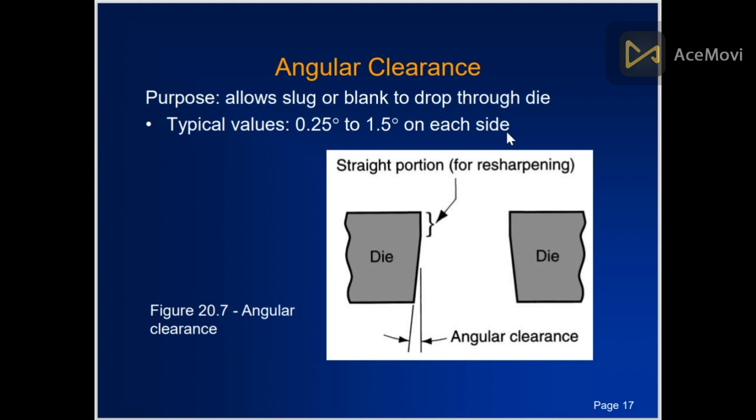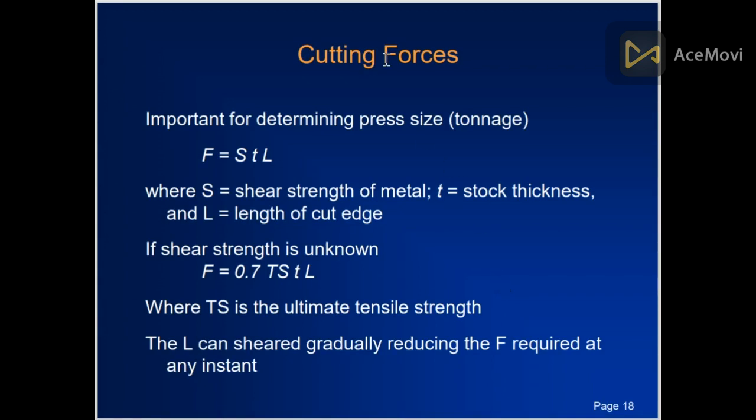Angular clearance. Its purpose is to allow the slug or blank to drop through the die. Typically its value is 0.25 degree to a maximum of 1.5 degree on each side. This is the angular clearance, this sloped area, and the angle between this and this is typically from 0.25 to 1.5 degrees on each side, this side and also this side.